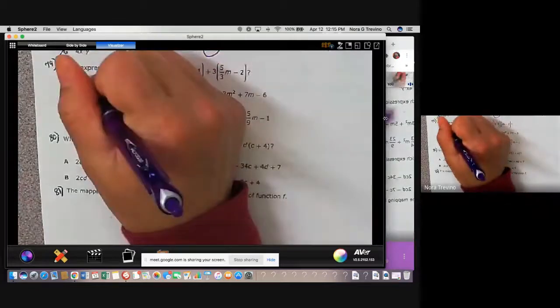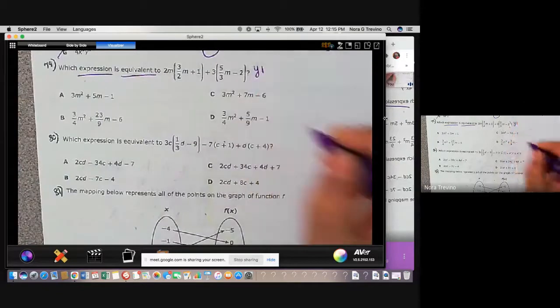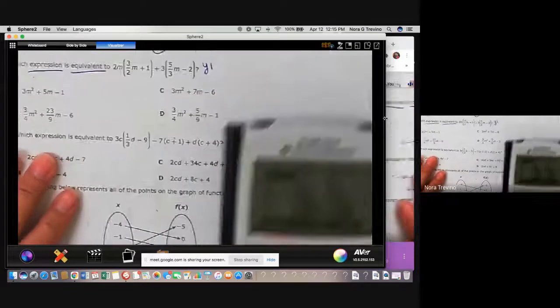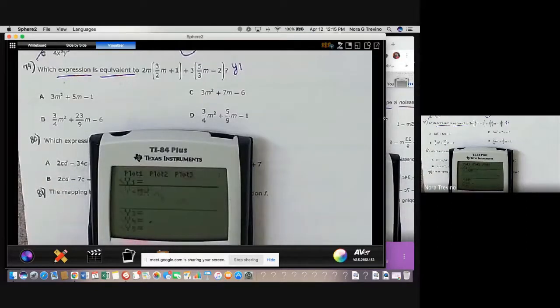79. Which expression is equivalent? Same thing we were doing yesterday. Put your original problem in Y1, put answer choices in Y2, check the table. Okay, this strategy is going to work every single time on this packet. But you've got to plug it in exactly the same with x's, okay? So let's go here.